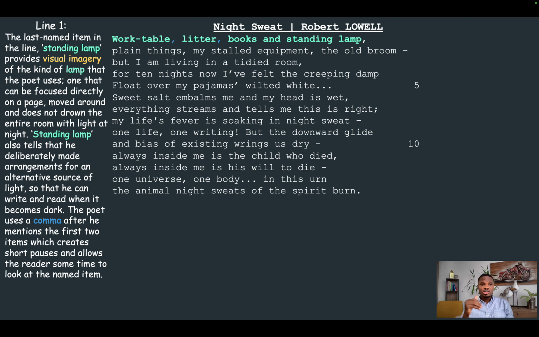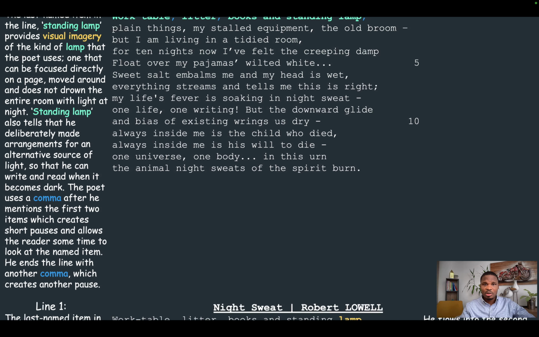Now, the poet uses a comma after he mentions the first two items. When he says work table, there's a comma. Letter, there's also a comma. So the use of commas there creates short pauses and allows the reader some time to take a look at the named items. I'm going to talk about why he does that in a bit, why he lists, right? He ends the line with a comma, which creates another pause.